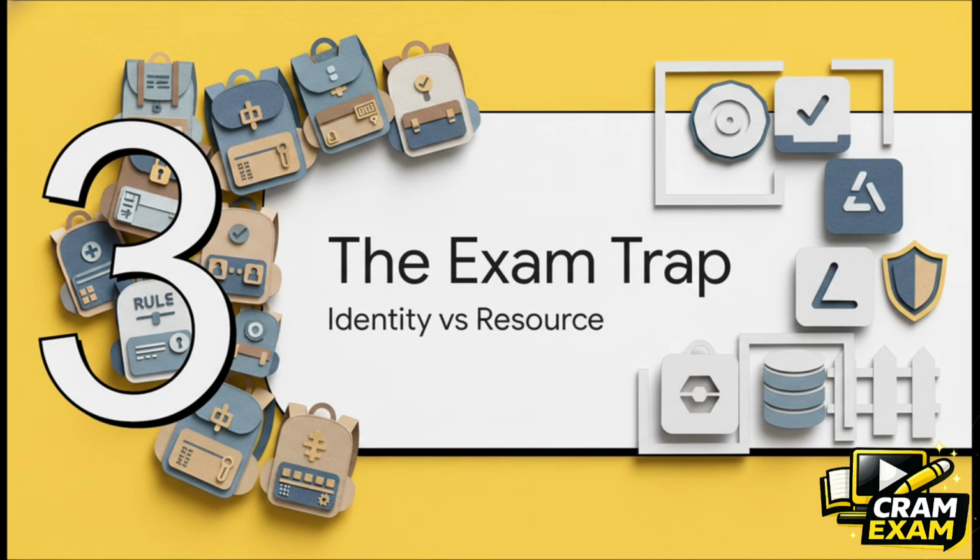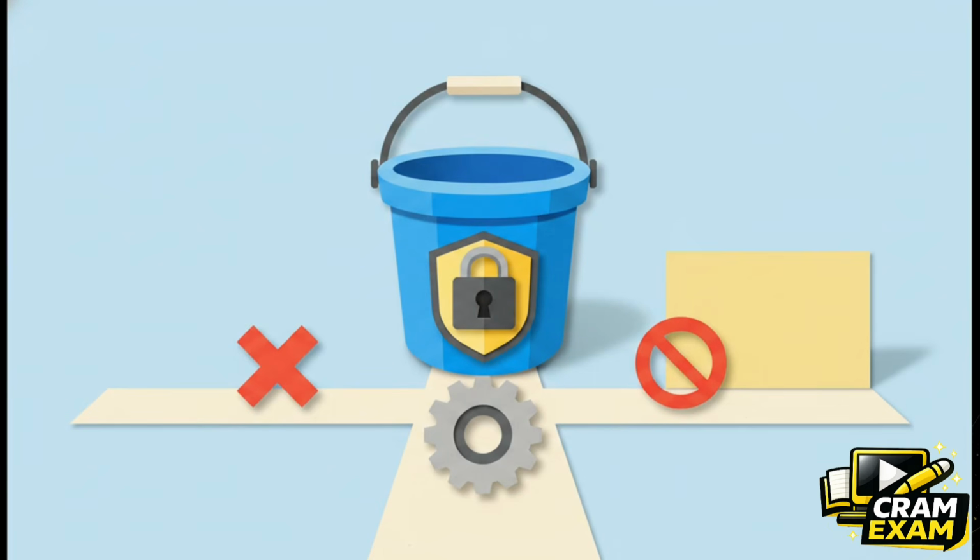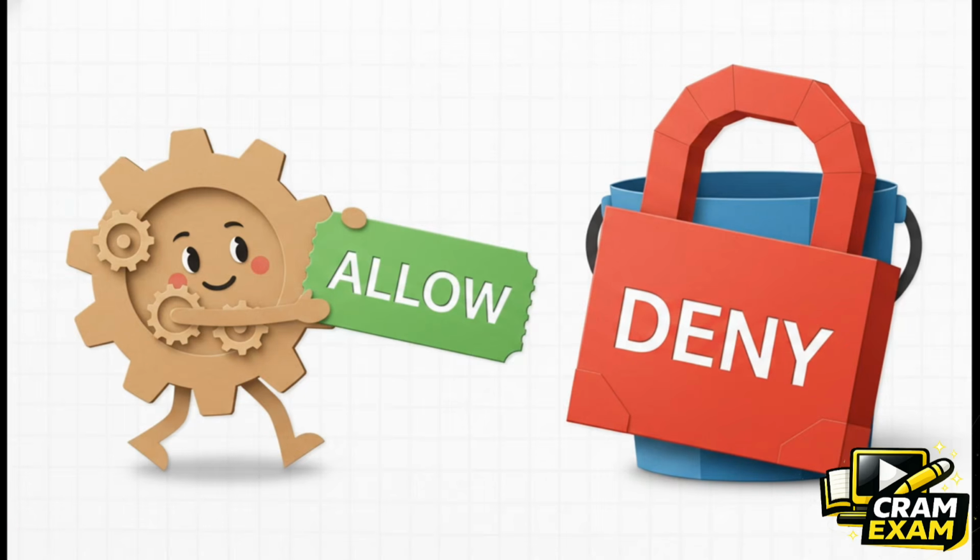Section 3. The exam trap. Identity versus resource policies. Now, pay close attention, because this is where people mess up. A lot of developers only ever think about identity-based policies. That's the backpack of rules your Lambda function carries around with it. But AWS also heavily utilizes resource-based policies. Instead of attaching the rule to the Lambda function, you attach the rules directly to the Amazon S3 bucket itself. Now imagine this nightmare production scenario.